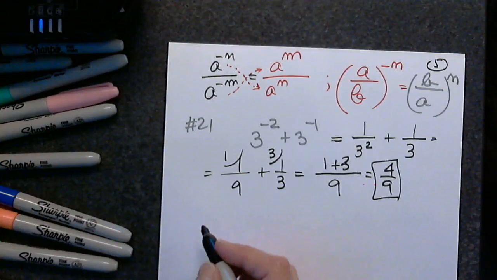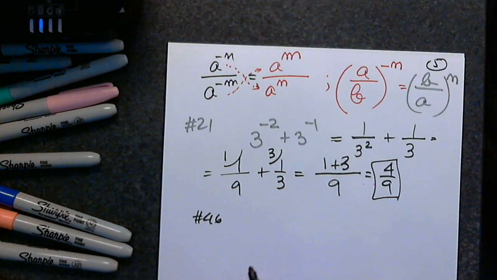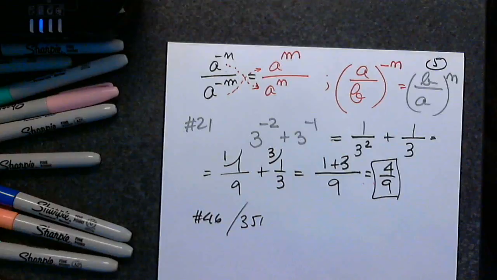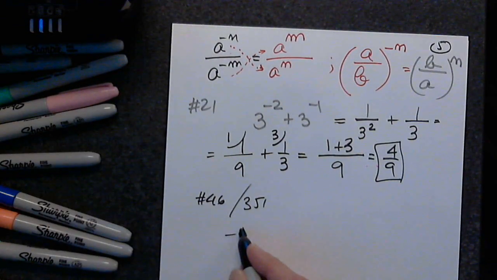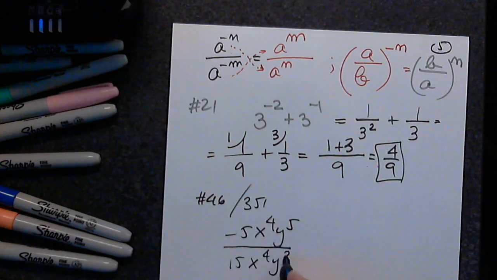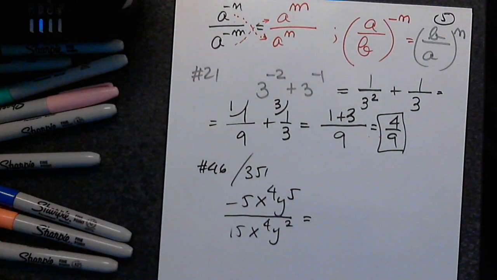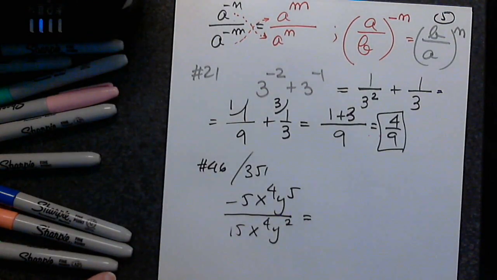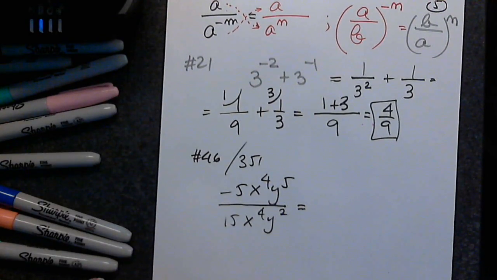So let's look at 46. All these are on page 351. -5 x to the 4th y to the 5th over 15 x to the 4th y squared. Good. This is basically exponential rules. There is nothing here. I will definitely simplify.